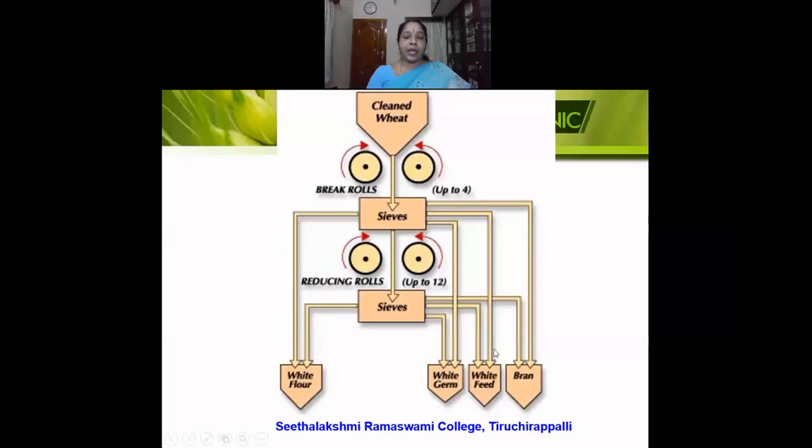The white feed again goes through the reducing rolls, and you will get the white flour. So at the end, you will get the white flour. This is what we should get at the end of milling wheat. And the other products that you can get during the milling process are the germ, the feed, and the bran.